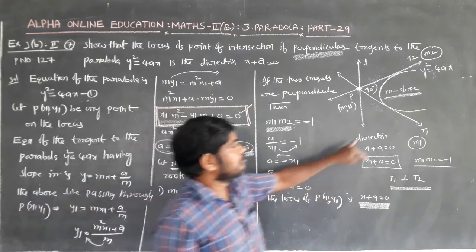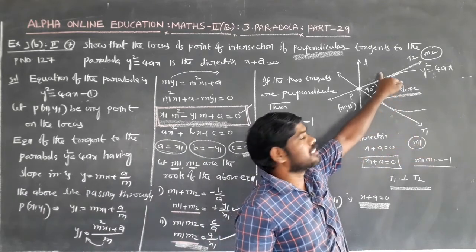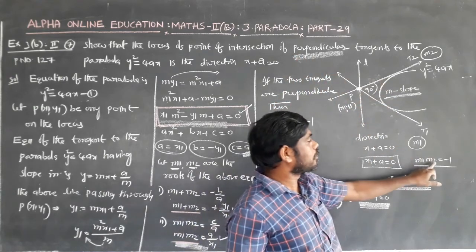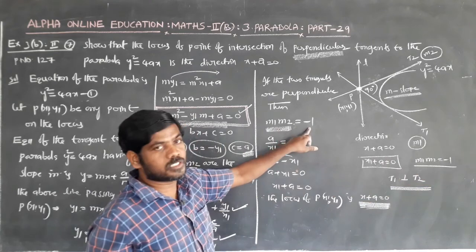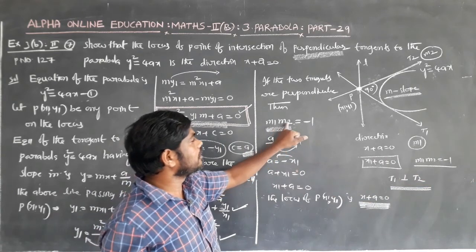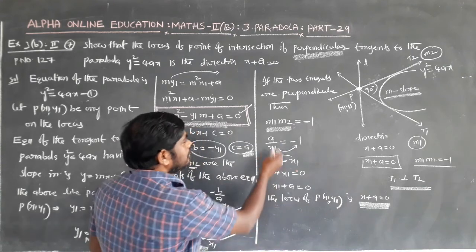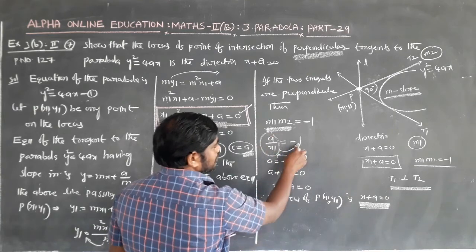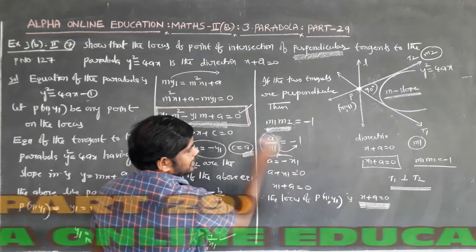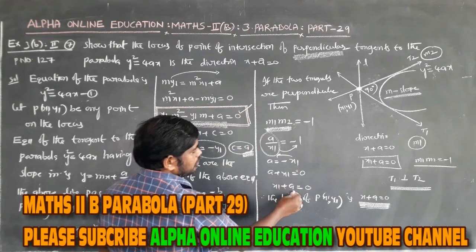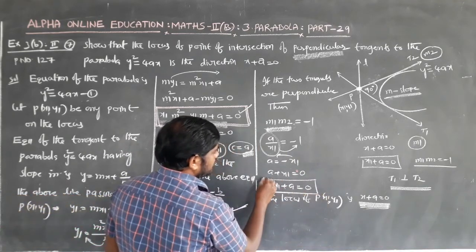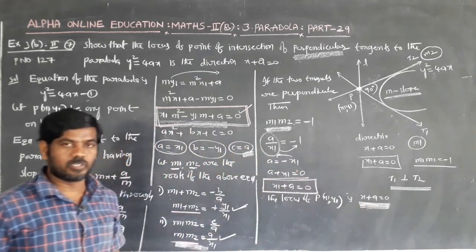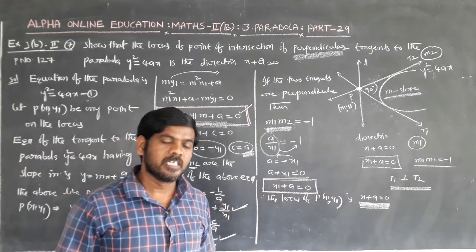Clearly, here m1 is the slope of the first tangent, m2 is the slope of the second tangent. Here the two tangents are perpendicular, which means their product of the slopes is equal to minus 1, that is m1 into m2 is equal to minus 1. Substituting m1 m2 is equal to a by x1, we get a by x1 is equal to minus 1. Taking x1 to the right side, a is equal to minus x1, so a plus x1 is equal to 0. A plus x1 equal to 0 means the locus of P(x1, y1) is x plus a is equal to 0, which means the directrix.